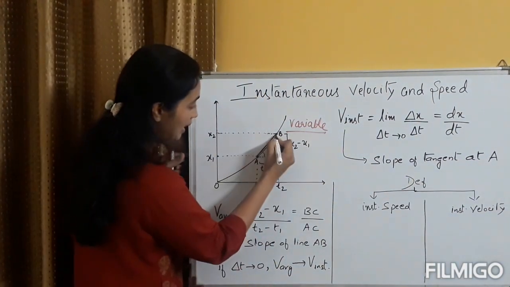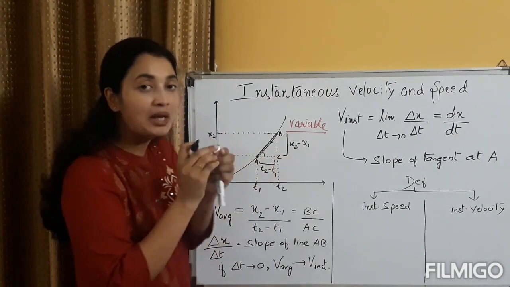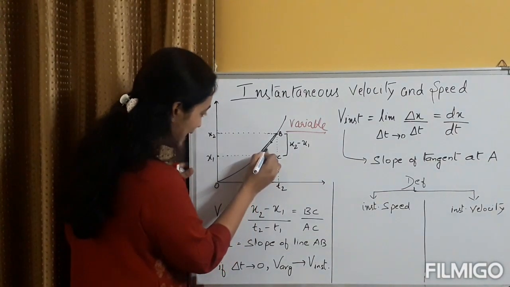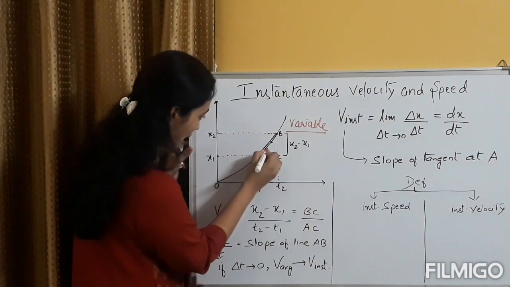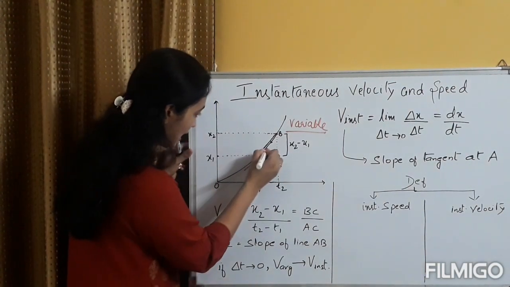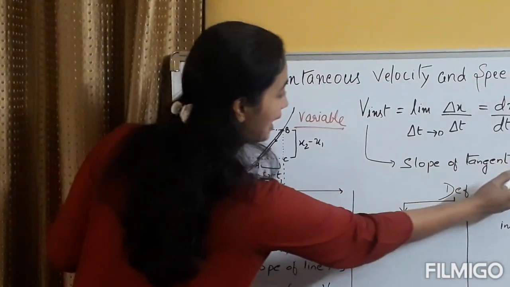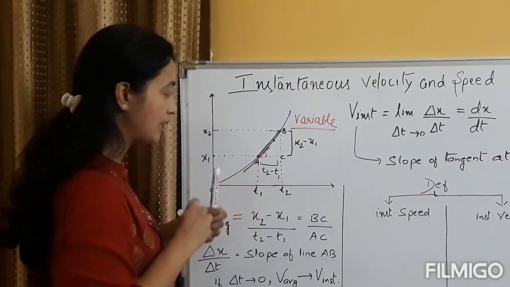Now when B approaches A, B comes close to A, then A and B are so close to each other that we can mark a tangent. Suppose I use another color. If I mark a tangent at the point A, the slope of the tangent at the point A will give you the instantaneous velocity.